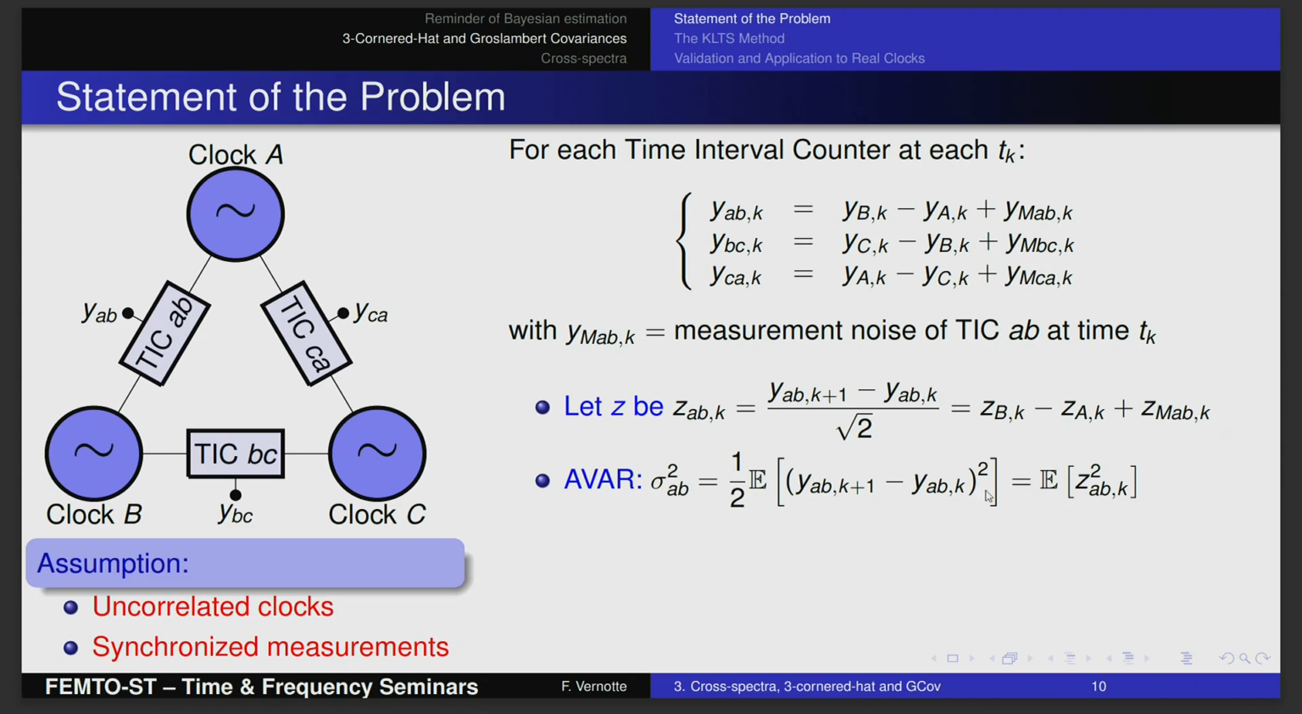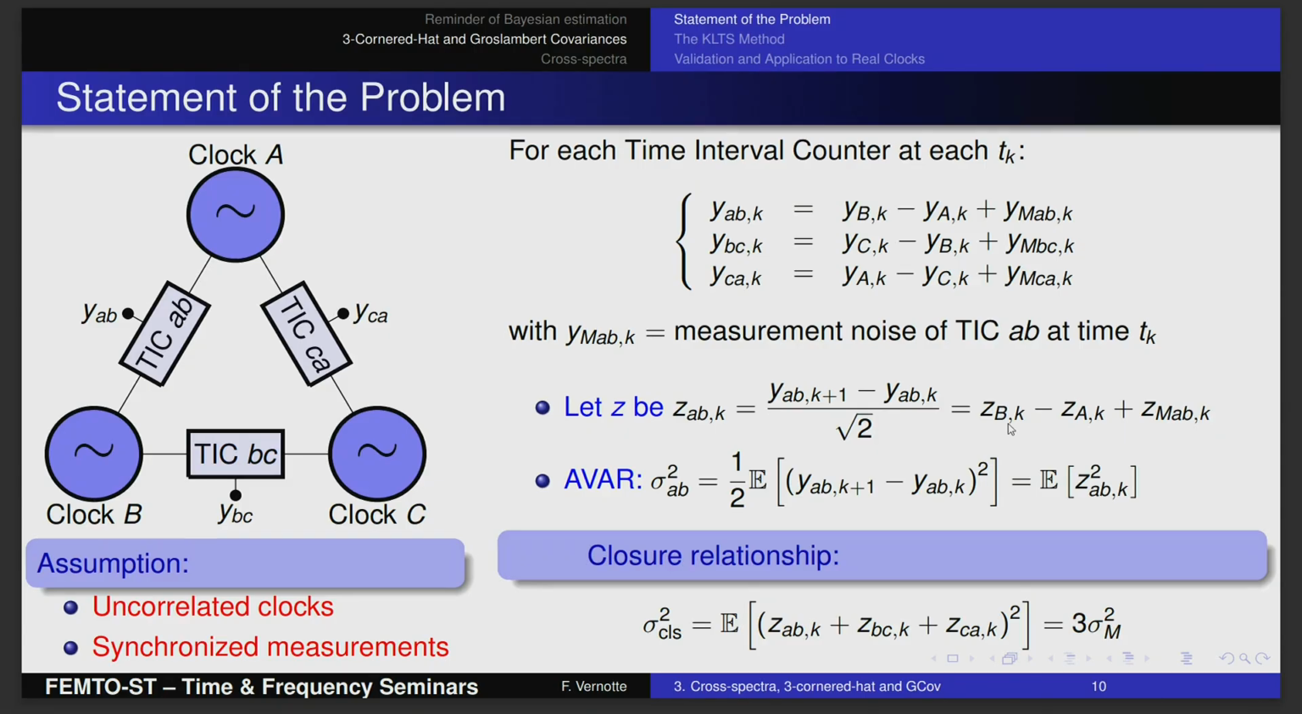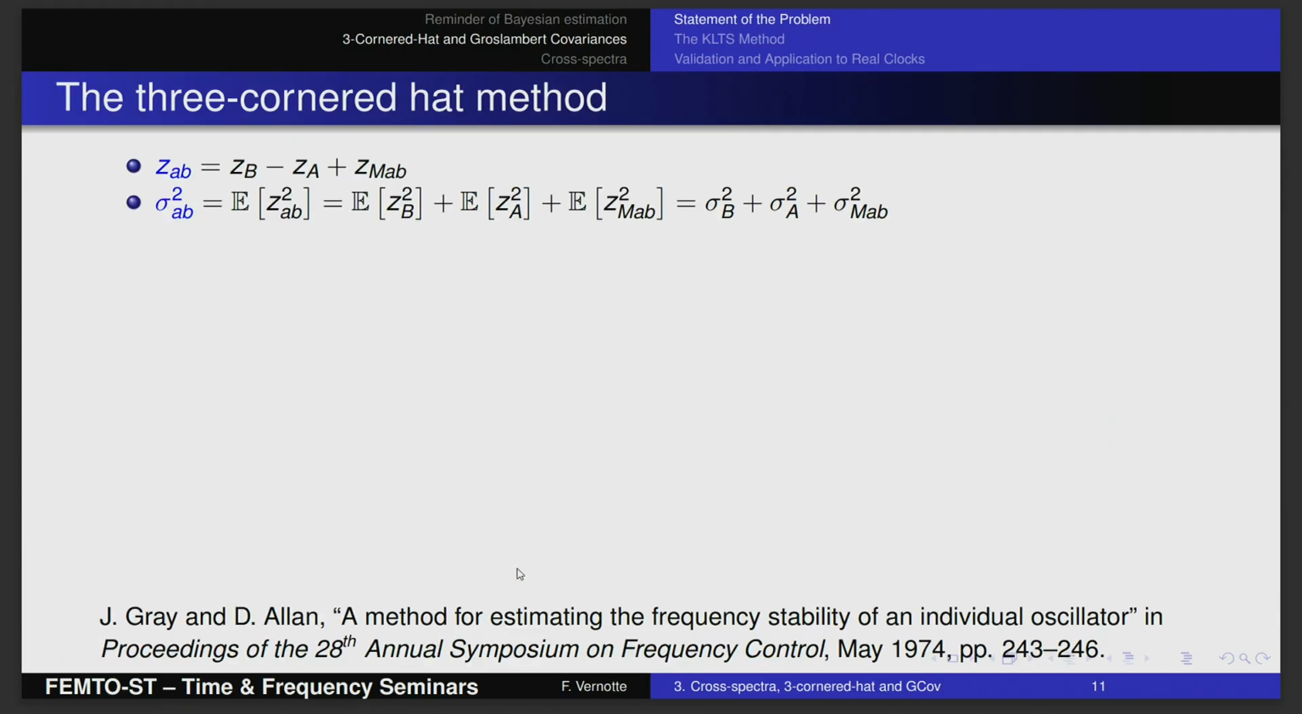So remember that Z is the difference of two adjacent frequency deviation samples. There is also a closer relationship, but I will go back to that, because we can demonstrate that if you had all the measurements between CA, BC, and AB, you will obtain something which is equal to 0 if there is no noise. But if there is noise, you will obtain directly a measurement of the noise 3 times, because we can assume that the variance of the noise of all the time interval counters is the same. It's another assumption. Reminder, my symbol here means mathematical expectation all along my talk.